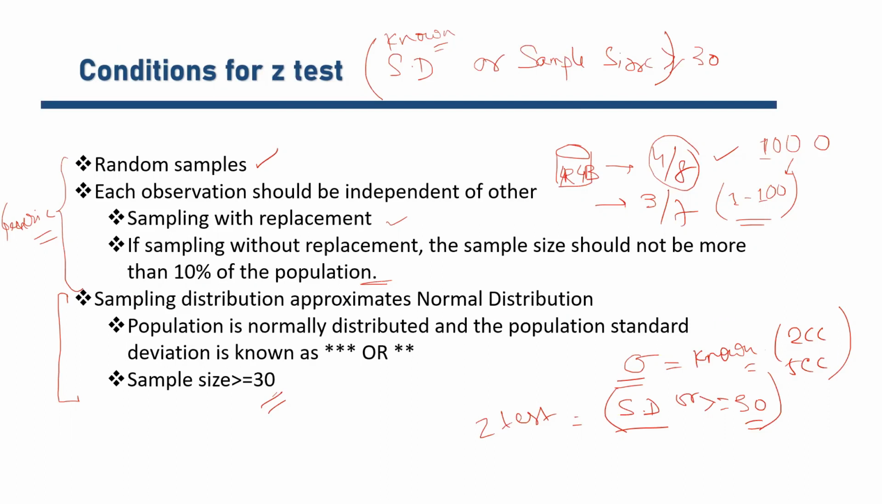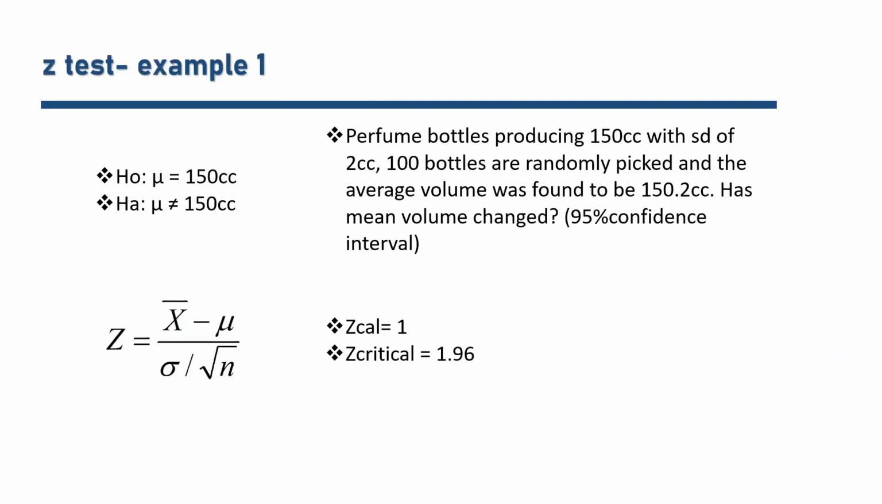Got my point? So what type of questions might be asked to you? Say, for example, you have a scenario where the perfume bottles are produced at 150 cc with a standard deviation of 2 cc. 100 bottles are randomly picked, and the average volume was found to be 150.2 cc. Has the mean changed? And the confidence interval you are looking at is 95%.